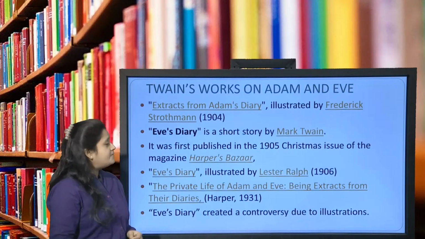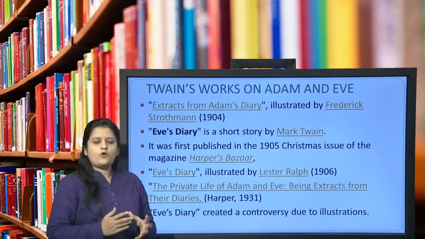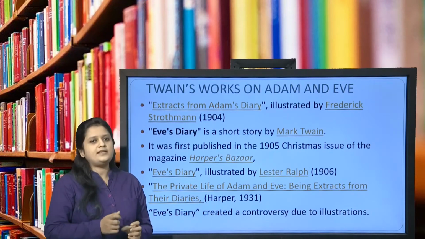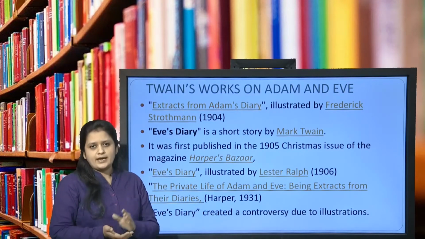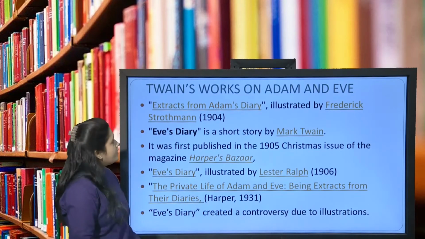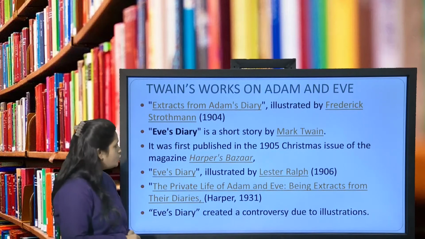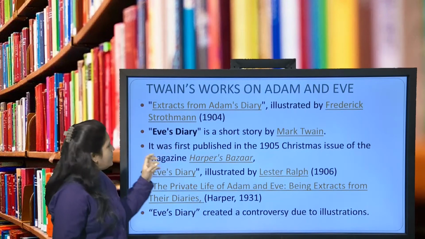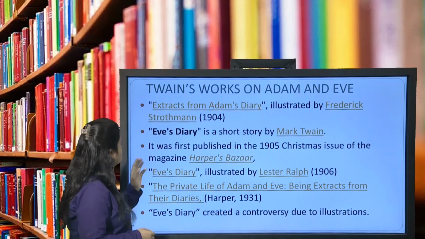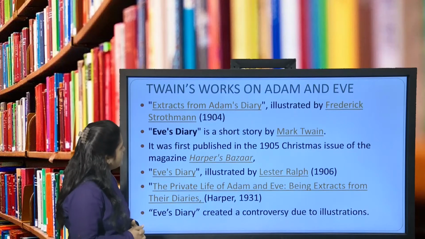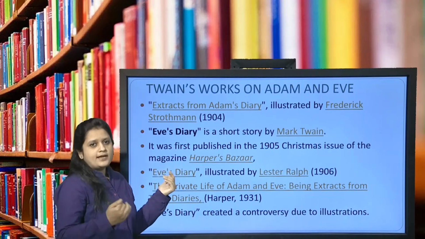Now, Eve's Diary is very different from Mark Twain's other works such as novels, non-fiction and essays. This is somewhat a fictional yet personal account of Twain's beliefs and how he looked upon Adam and Eve's life. Apart from Eve's Diary, Mark Twain has written some other works also which are based on Adam and Eve's story. So it goes like this. You can see the titles: Extracts from Adam's Diary, illustrated by Frederick Strothman in 1904. Then Eve's Diary, of course, that we are taking up today.